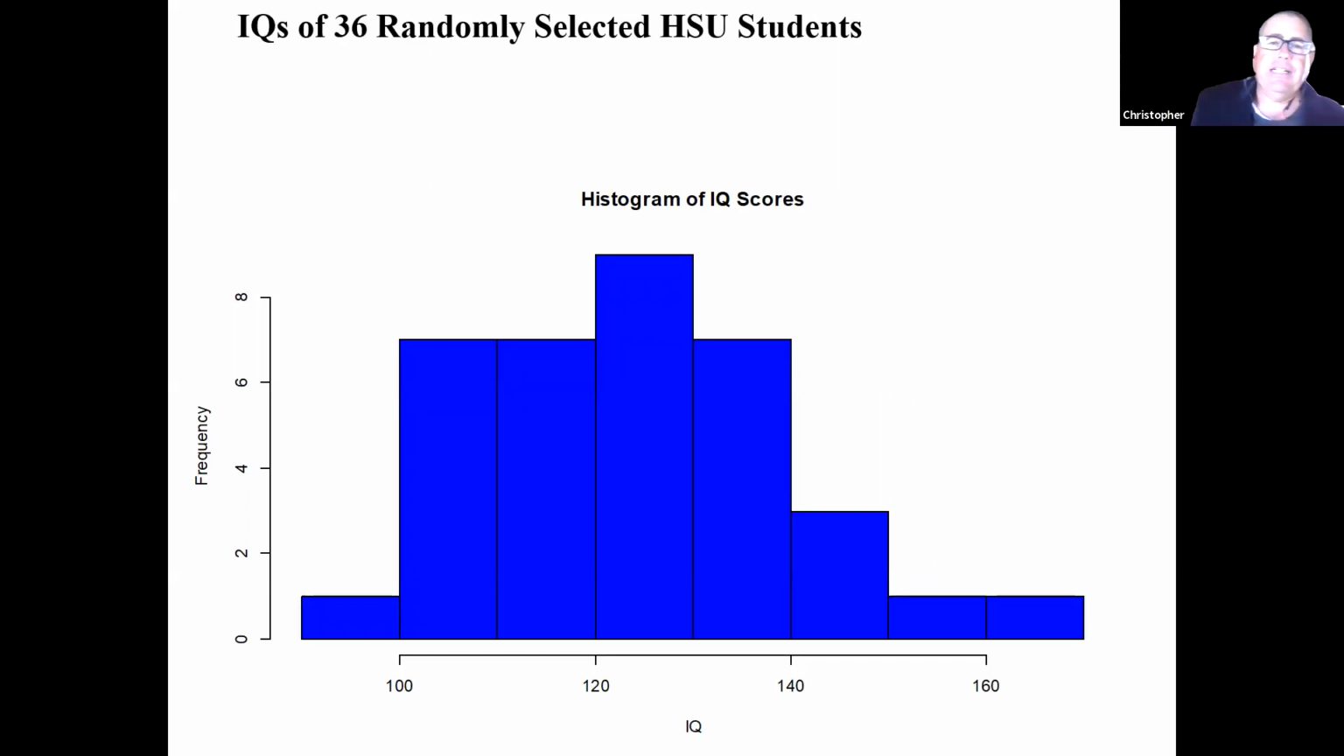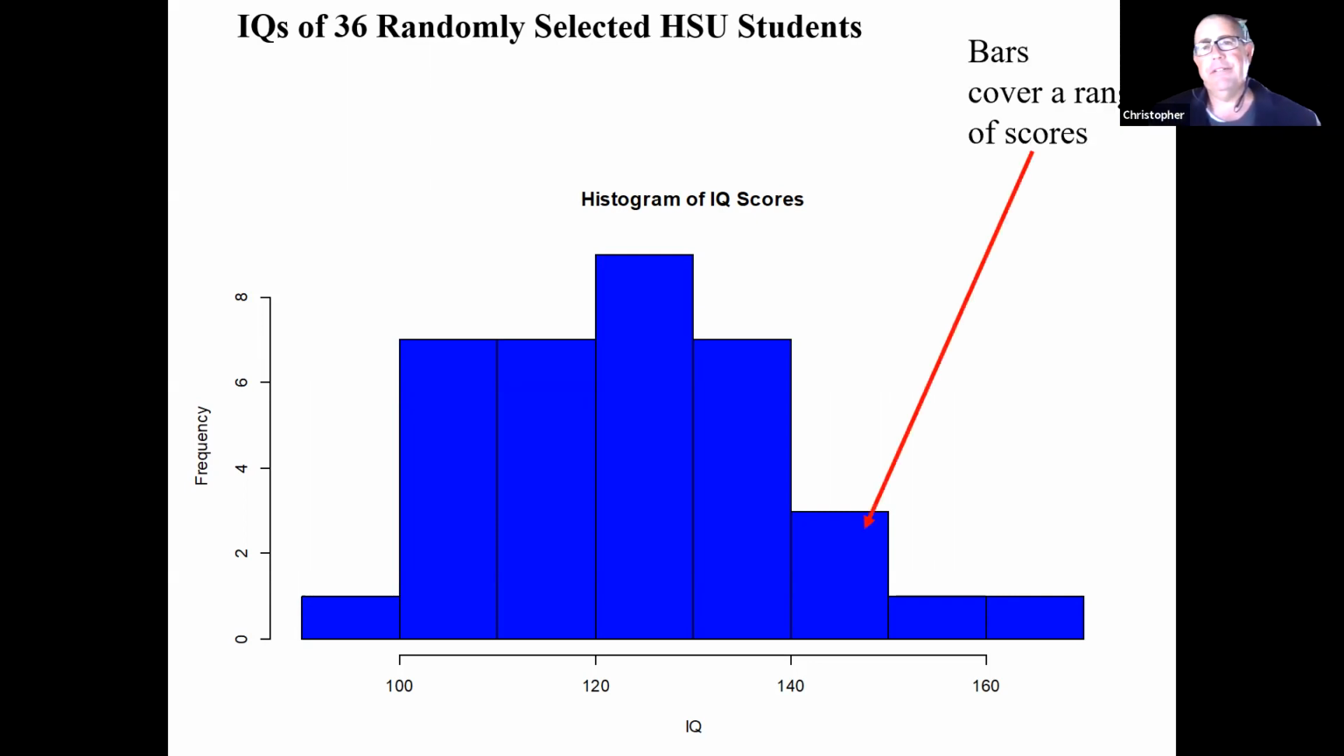Here is a histogram. This is of intelligence quotient scores. One thing that you can see here is that the bars aren't separated. This is a continuous scale of measurement, so you can see the bars are next to each other. We don't have distinct categories represented. And the bars actually cover a range of scores. The one that I'm pointing to goes from about 140 to 150.